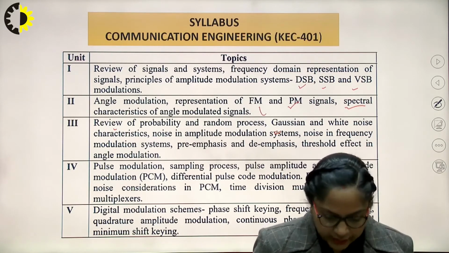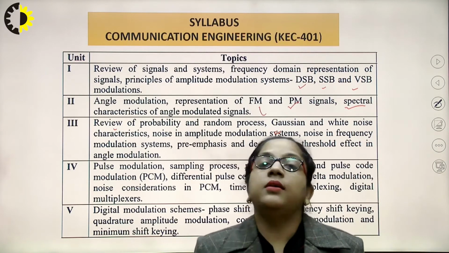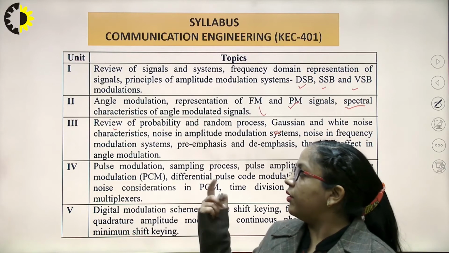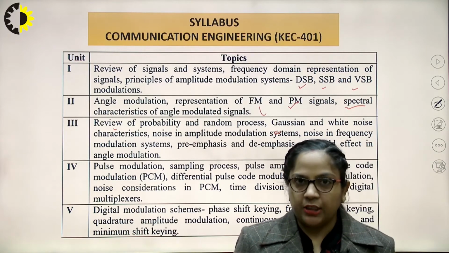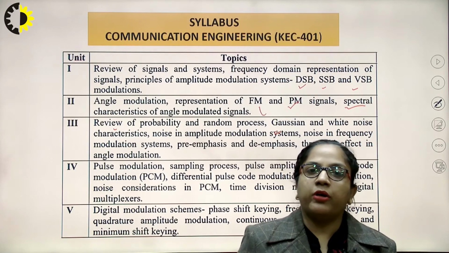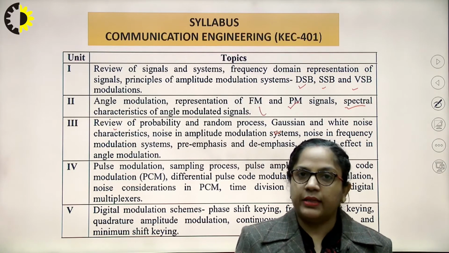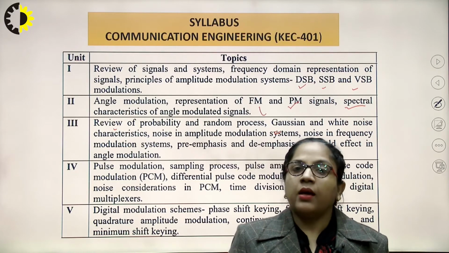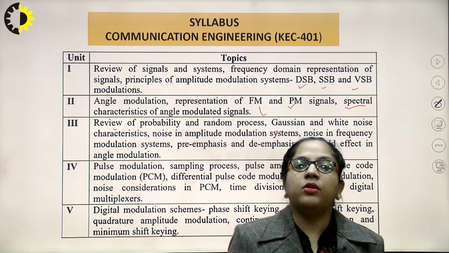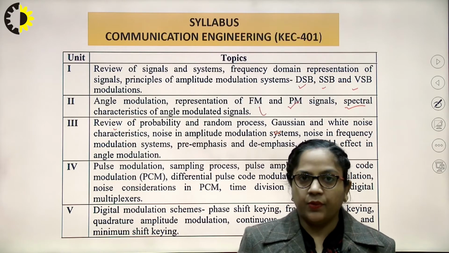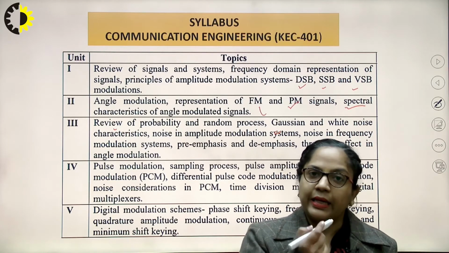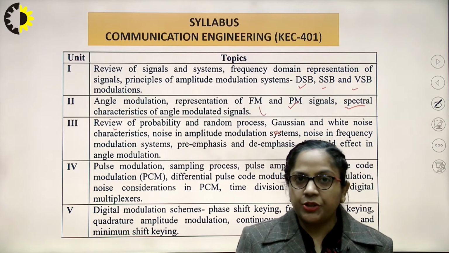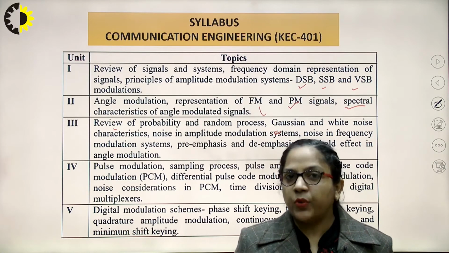Then in the fourth unit, we will discuss another kind of modulation technique that comes under the category of pulse modulation. We can categorize modulation on the basis of signal, that is analog modulation and digital modulation. Under analog modulation, depending on what kind of carrier we are using, we can again categorize it as continuous wave modulation and pulse modulation.